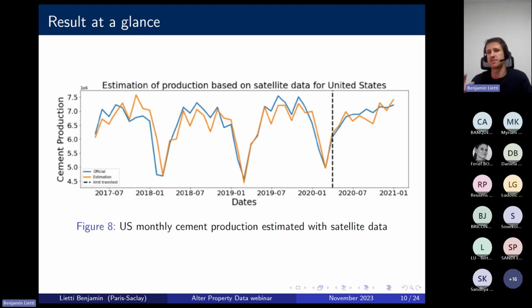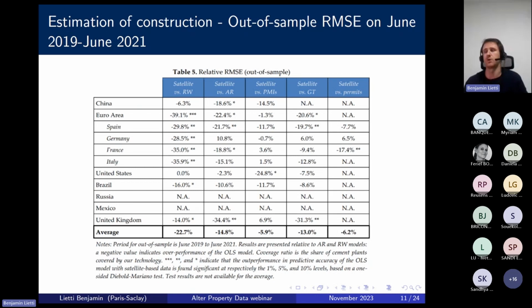So once we can estimate the production in cement, of course, we show that we're able to estimate also the activity in the construction industry. To do so, we just compare a model with our satellite index to different benchmark models. And you can see that most of the time, we either outperform the benchmark models or perform as well as the benchmark model, but with real-time data, which is already a very great advance compared to different kinds of data, such as the PMIs or the building permits, for instance.